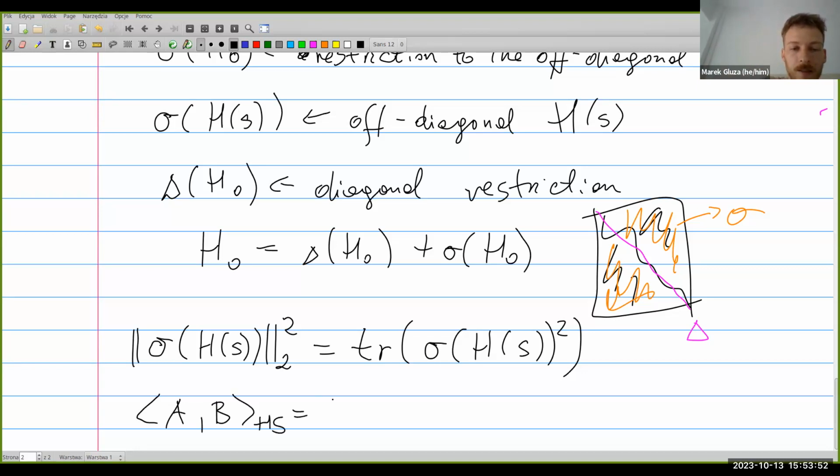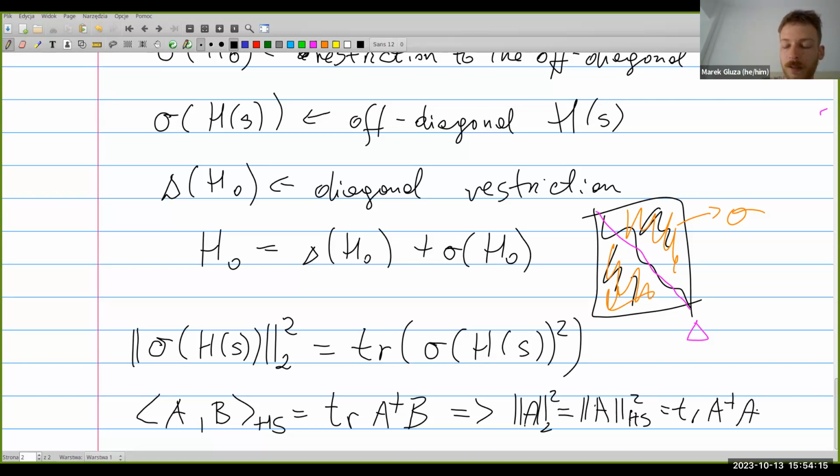The Hilbert-Schmidt product of A and B is trace of A dagger B. Okay, and from this I can define this two norm, which is also the Hilbert-Schmidt norm of some A. Hilbert-Schmidt squared is trace of A dagger A. This A dagger A is important because your matrix might not be Hermitian. Sigma of H of s is Hermitian. Why? Because H of s is Hermitian, so the off diagonal is also Hermitian. So I could write this kind of stuff. That's the kind of tutorial remark today. Pay attention to this because that will be important. Okay, that's a small subtlety that is important.